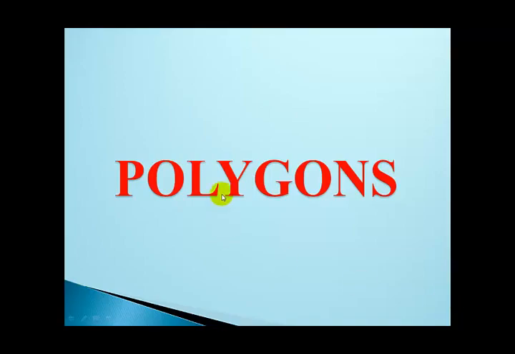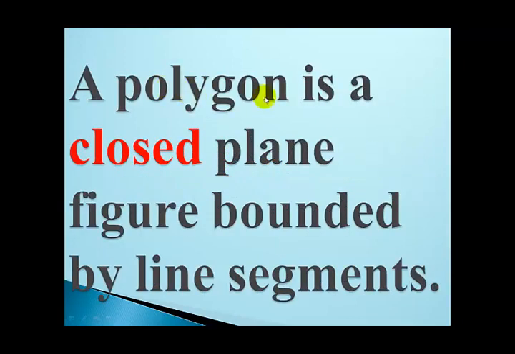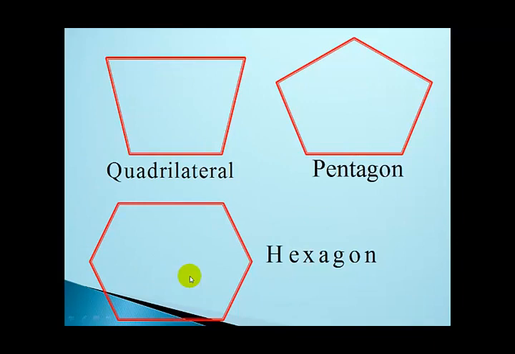This is an audio-visual presentation on polygons. A polygon is a closed plane figure bounded by line segments. Now these are examples of a polygon.